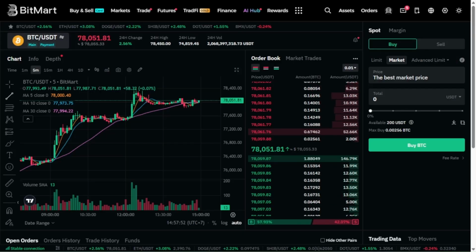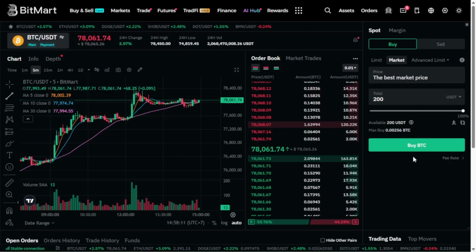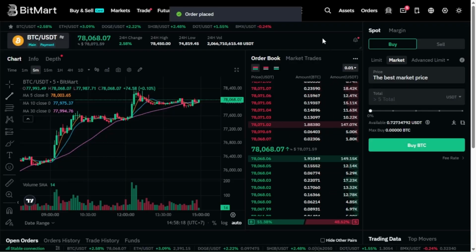Now we are going to place a BTC market buy with our full balance, so 200 USDT. And if we wanted a quick reminder for the fees, we can just hover over fee rate under buy BTC, and we can again see that the fee is 0.1%. We can click buy BTC, and our order was placed.